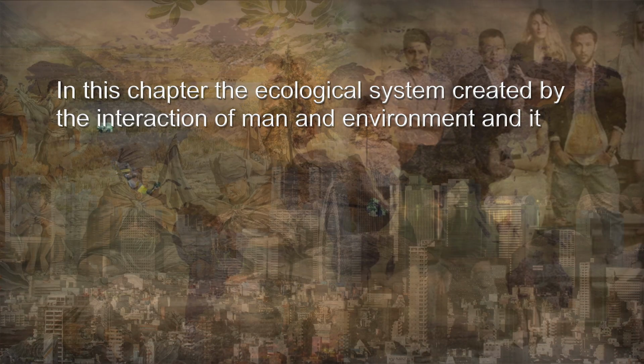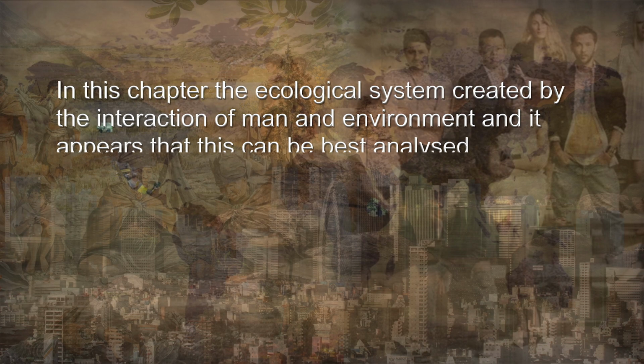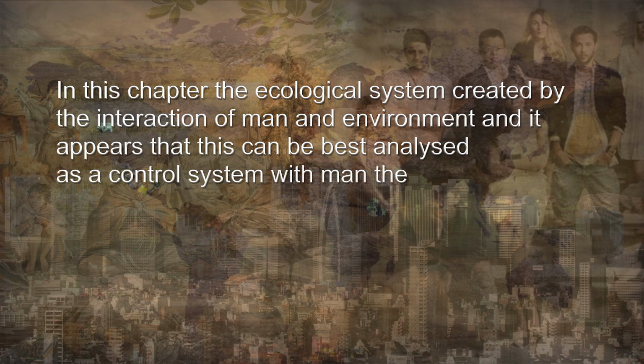There are two main approaches to the study of human geography, and these involve the analysis of two major systems, the ecological and the spatial. In this chapter, the ecological system created by the interaction of man and environment is considered, and it appears that this can be best analyzed as a control system with man the dominant element in it.